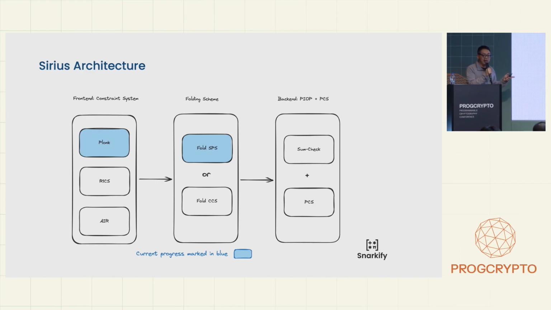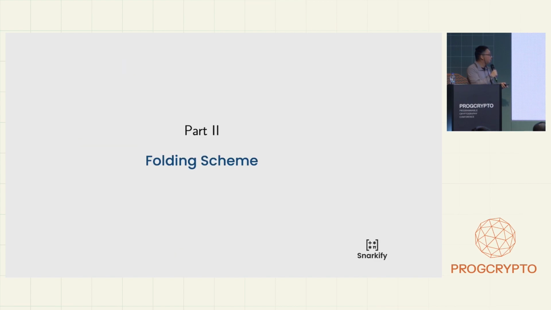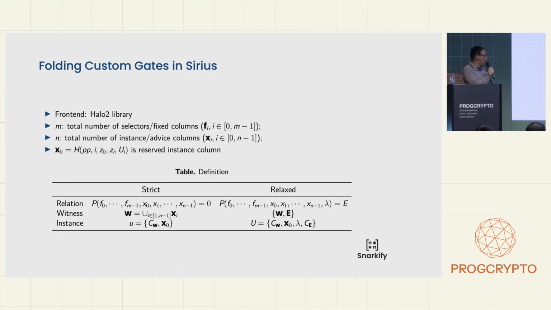After that, we'll add the backend later. So the second part, we'll talk about the implementation for the folding scheme. And here, this table definition, there are two columns, the strict column and the relaxed column. So the strict column, what I mean, is basically a Plonk's relation. So assuming, for example, we are using the Halo 2 library as a front end.